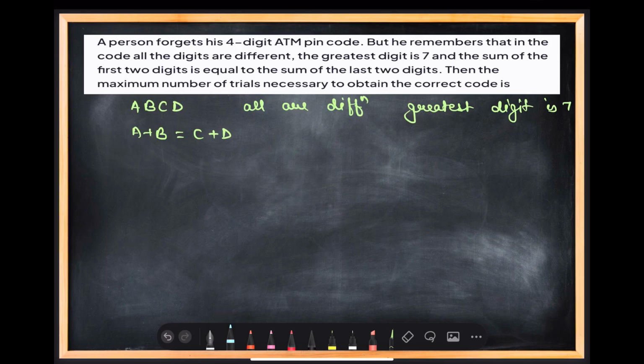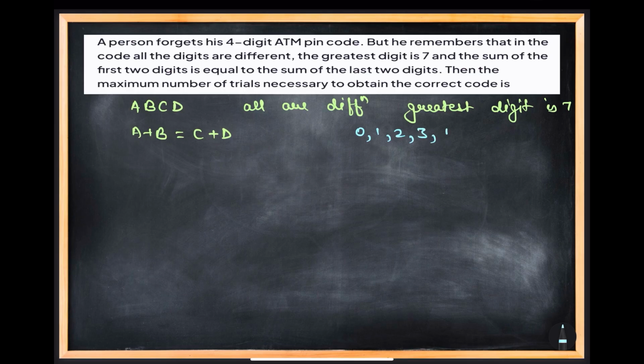Okay, now look at this. Suppose that the greatest number is 7. Okay, and you have digits from 0 to 9: 0, 1, 2, 3, 4, 5, 6, 7, 8, 9. You know that you cannot use 8 or 9, because the maximum digit is 7 only. So you have this many choices, and you can use a digit only once.